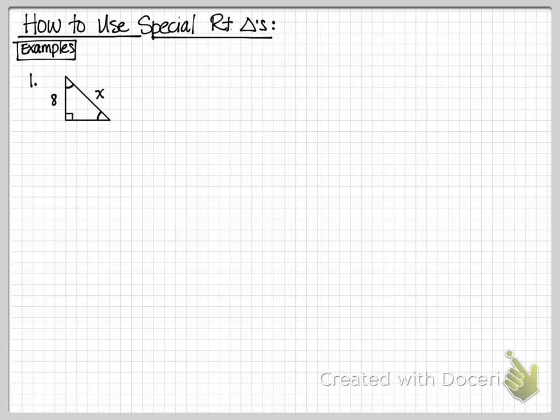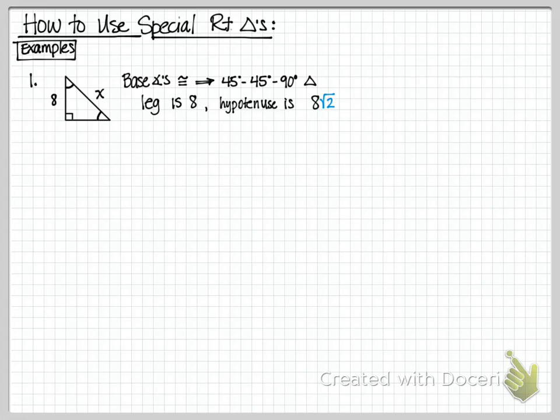Example number 1. We've got a right triangle. We notice that we have base angles that are congruent, so therefore this is a 45-45-90-degree right triangle. We see that one of the legs is 8. And we know that in a 45-45-90-degree triangle, the hypotenuse is always the leg times root 2. So it's 8 root 2. Therefore, x equals 8 root 2. And we're done with that problem.